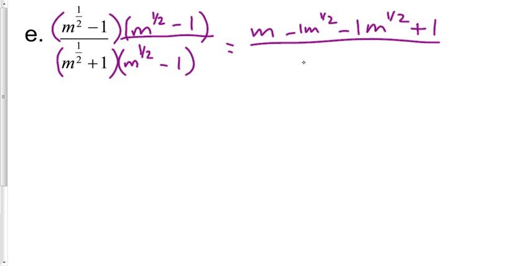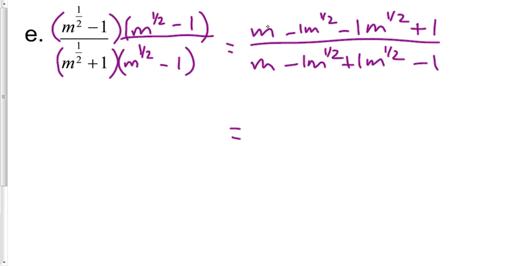again that gives us m to the 1st. Then you've got m to the 1/2 times -1, that's -1 m to the 1/2. Positive 1 times m to the 1/2 is plus 1 m to the 1/2. And then 1 times -1 is -1. Okay, so we've got very similar things going on in the numerator and denominator, but they simplify a little differently.